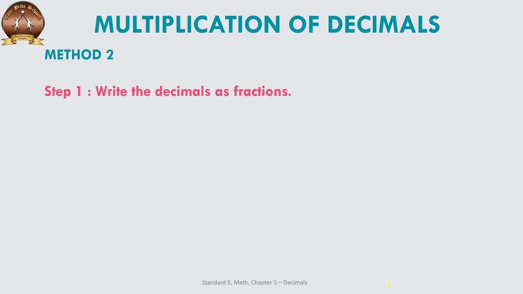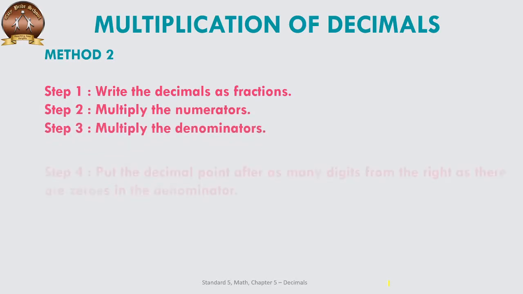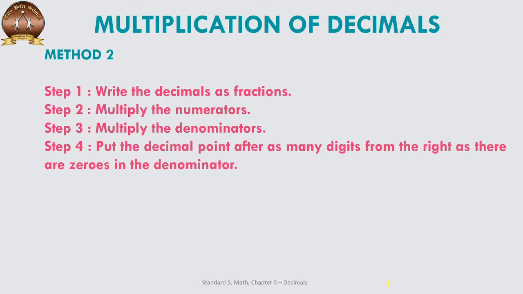We have another method of multiplication which is a little different from the previous method. It says that write the decimals as fractions. Multiply the numerators, multiply the denominators. Put the decimal point after as many digits from the right hand side as there are zeros in the denominator.